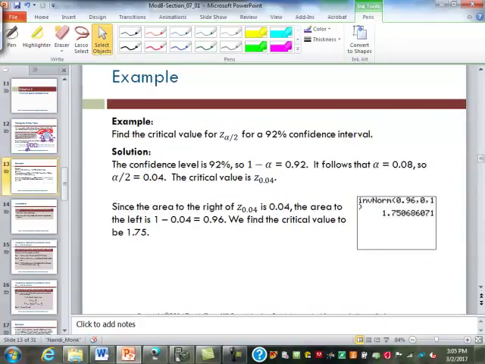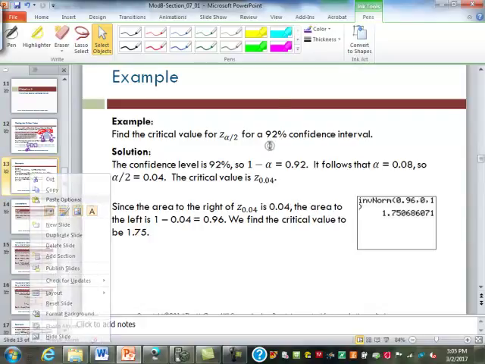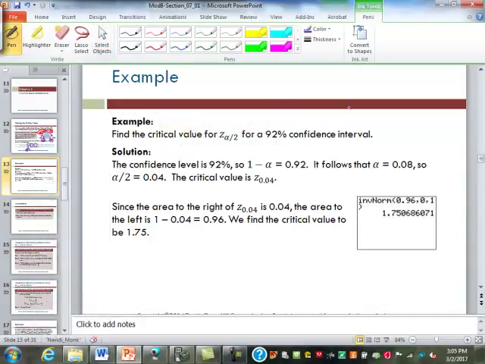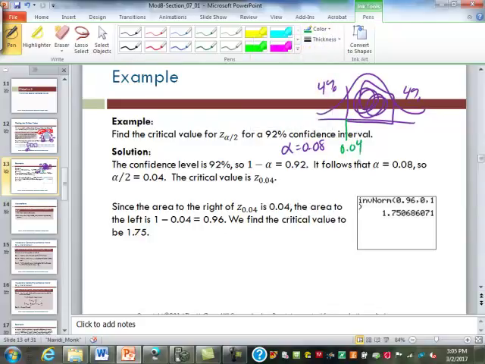So we find the critical value. Well, here they're just going to do an example: finding the critical value for z sub alpha over 2 for a 92% confidence interval. So again, 92% is in the middle of the curve. That means alpha is 0.08. So 8% is outside, and that's going to be 4% on each end. That 8% that's outside the interval gets split up to each end. So on this end, we're looking at 0.04.